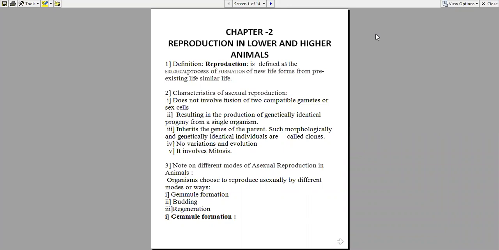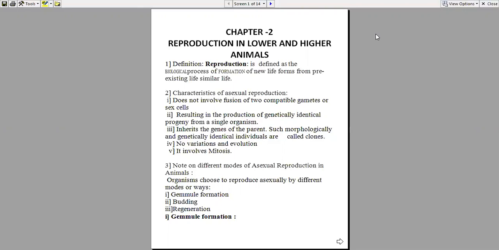Today we are to start with chapter second, reproduction in lower and higher animals. As we have studied last year, the basic life processes seen in living organisms, one among them is reproduction. We are going to start here in question and answer form so that you can take it as a note later on.